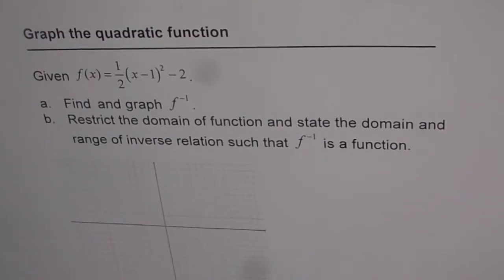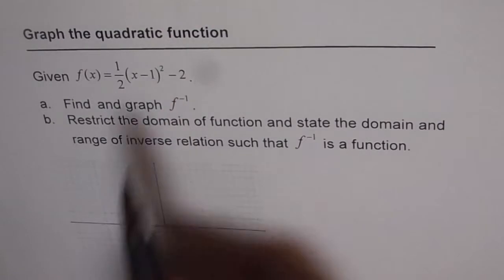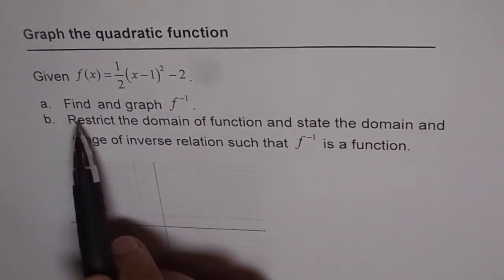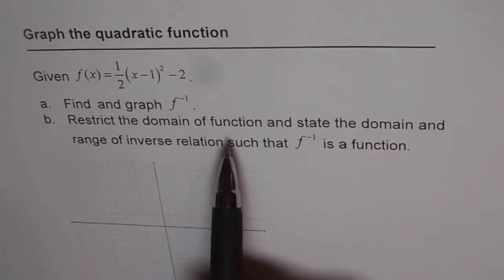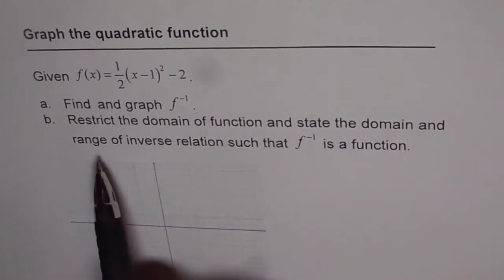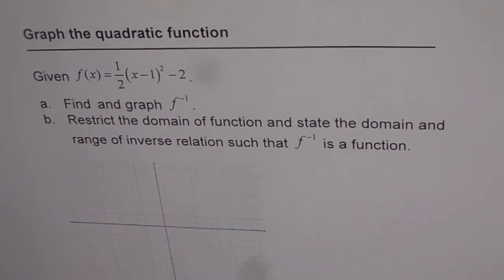Here is a test problem on inverse of the quadratic function. Given f of x equals half of (x minus 1) whole squared minus 2, find and graph f inverse. Restrict the domain of the function and state the domain and range of the inverse relation such that f inverse is a function. So try to understand the question, pause the video, solve it, and then look into my suggestions.